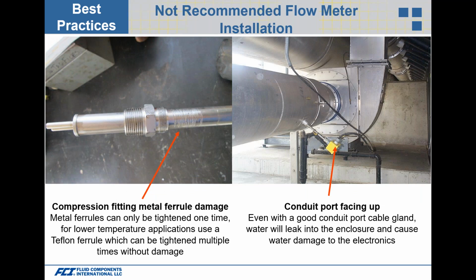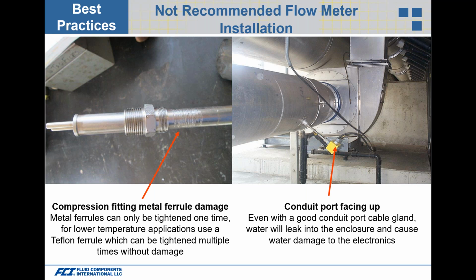And then a lot of flow meters also have, for process connections, compression fittings. Typically in lower temperature processes, you can use a Teflon ferrule, whereby you can crimp that into place, tighten it, and you can do it repeatedly. But if you use a metal ferrule, it can cause damage to the probe itself, so it's recommended that you crimp it once and that you don't repeatedly keep removing it and crimping it.